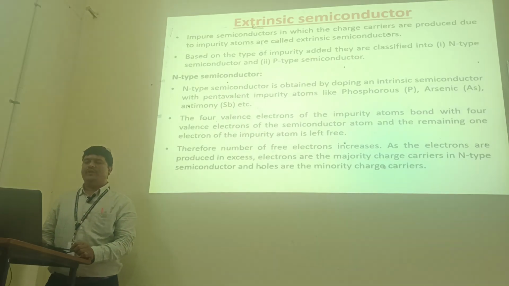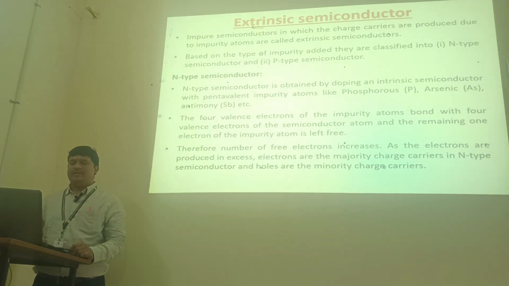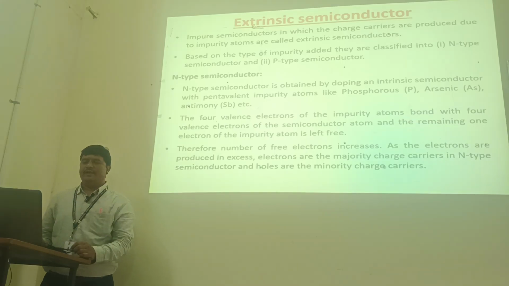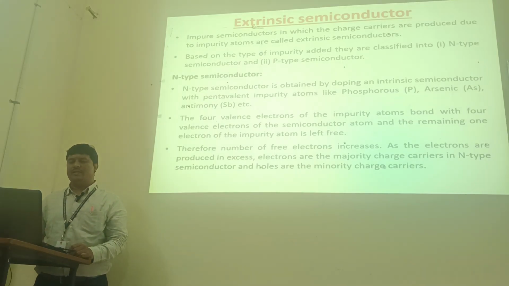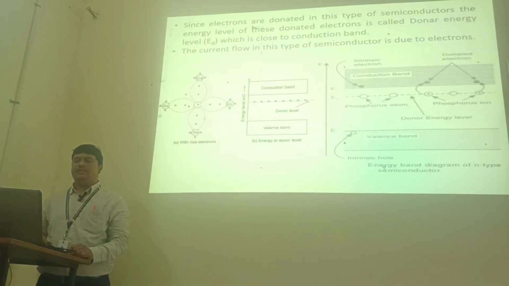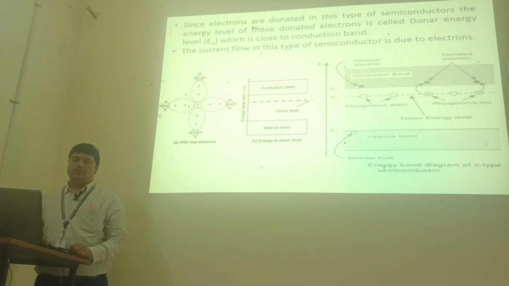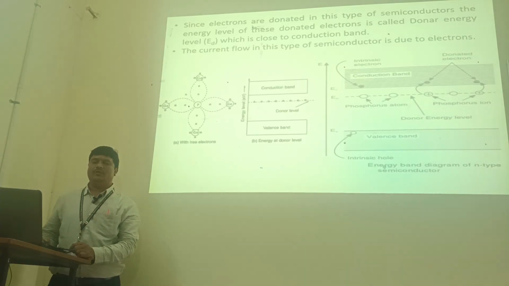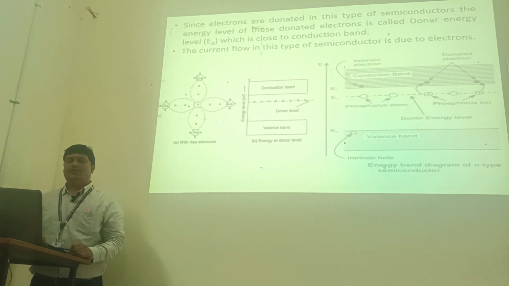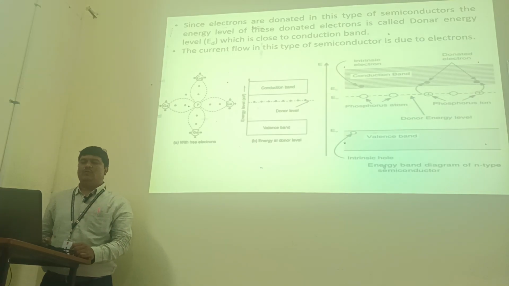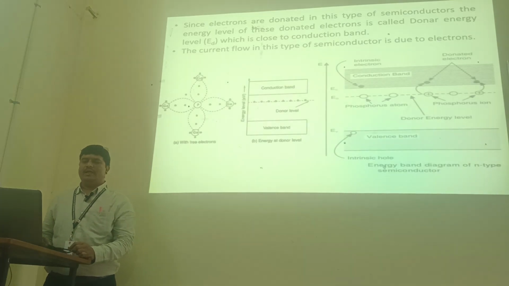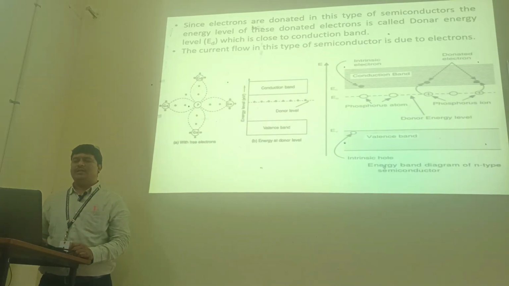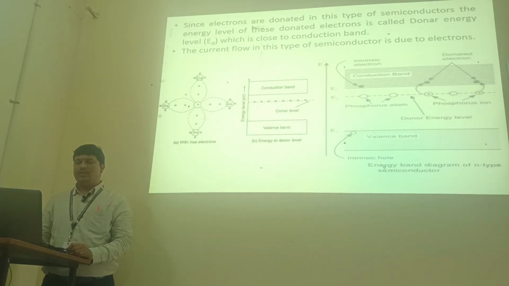Therefore, the number of free electrons increases as electrons are produced in excess. Electrons are the majority charge carriers in N-type semiconductor material and holes are the minority charge carriers. Since electrons are donated in this type of semiconductor, the energy level of these donated electrons is called the donor energy level, which is close to the conduction band. The current in this type of semiconductor is due to electrons, as shown in the figure.